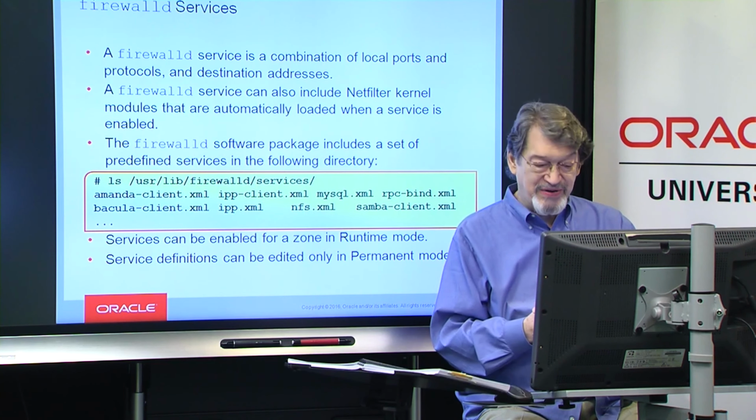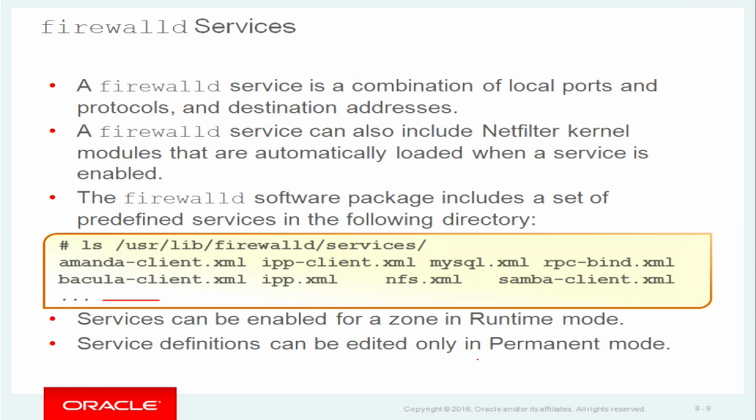A Bacula client, IPP, XML, NFS, Samba client. And you notice down here at the bottom, we have some ellipses, which tells you "and others." And so my recommendation, when we get into the practice here in just a little bit, you might want to do this list on /usr/lib/firewalld/services, just so you get to see the complete list of available services.